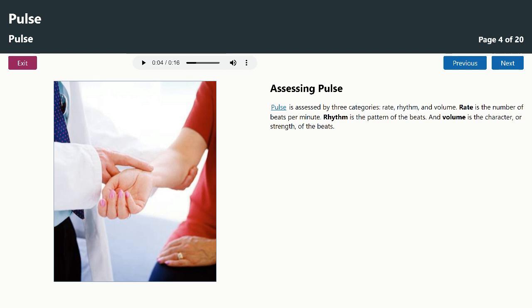Then you have your rhythm. That's the pattern of the beats. So if it's steady, if it's consistent, you have a normal rhythm. If it's not, it's an abnormal rhythm. Volume is the character or strength, so how strong it is. If it's a strong pulse, we say it's bounding. If it's not strong, we say it's thready. But we'll talk about that.